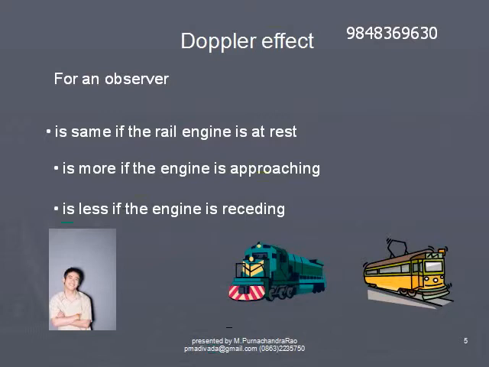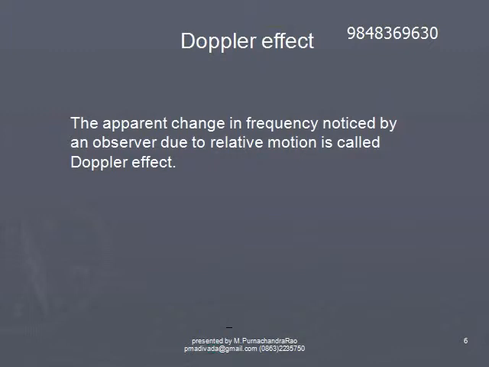This is known as Doppler effect. The change in frequency noticed by the observer is known as Doppler effect. We can define Doppler effect as the apparent change in frequency of sound noticed by an observer due to the relative motion between the source and the observer.